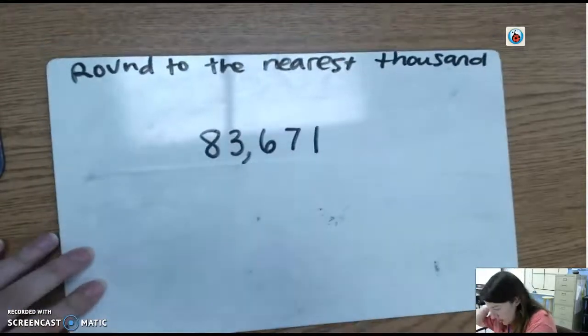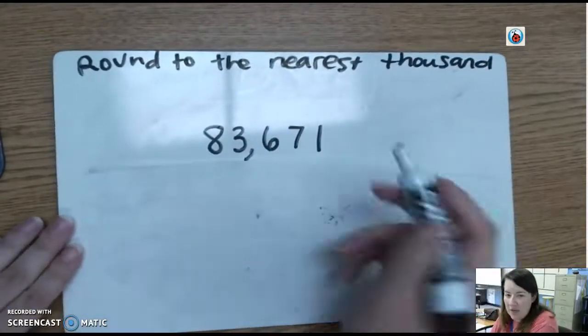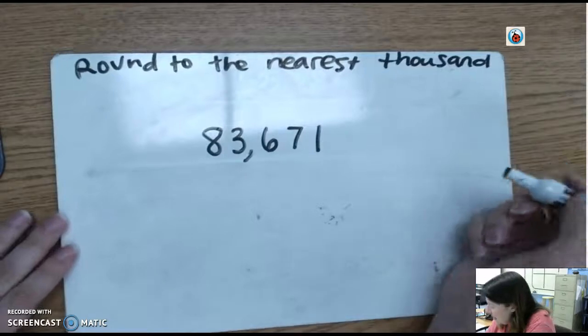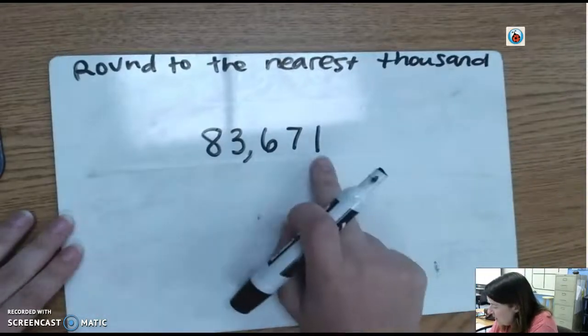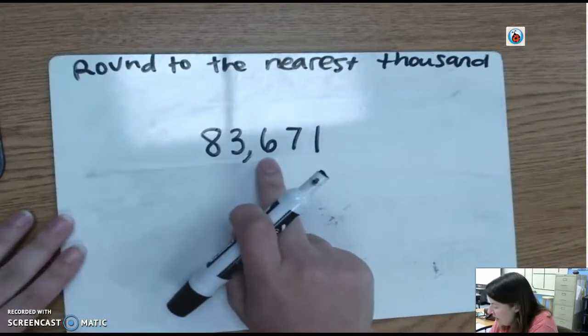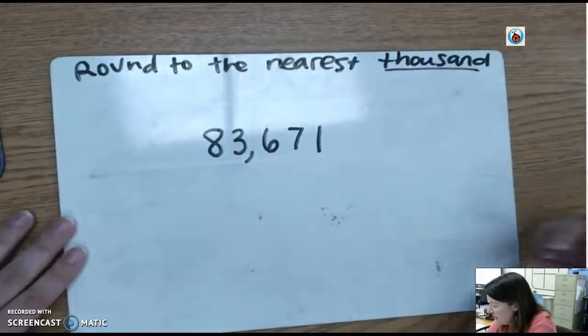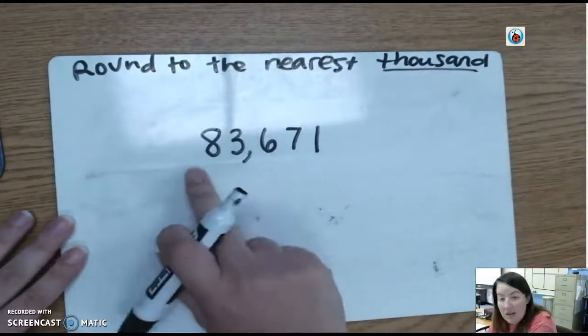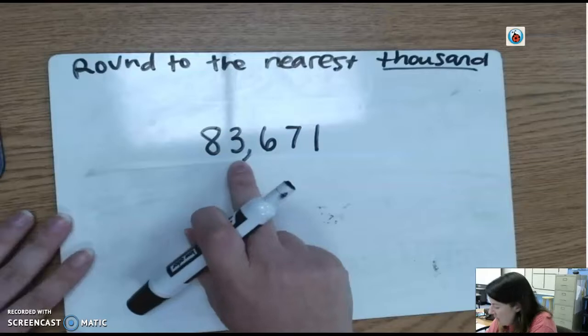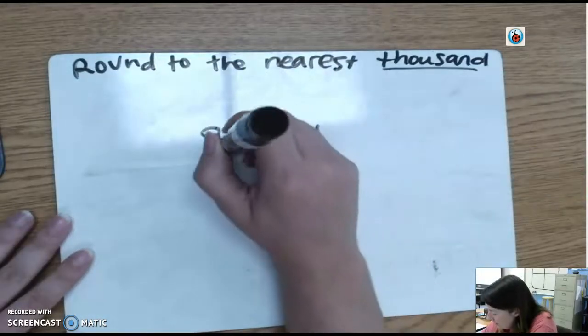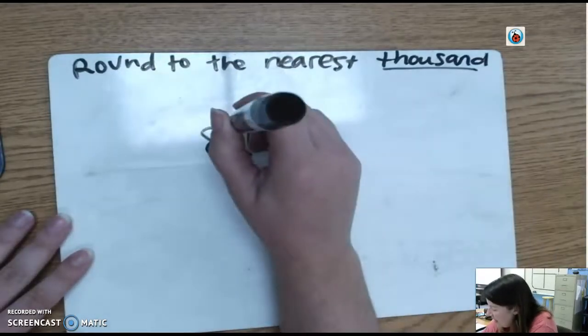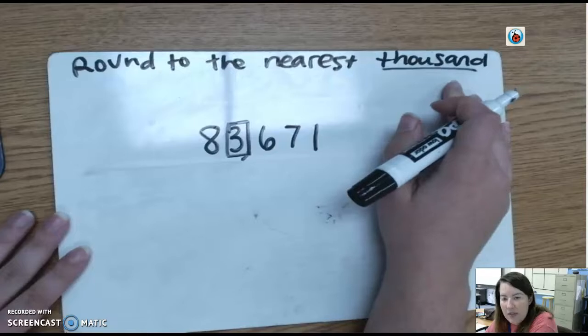So you're going to have a number and you need to know your place value here, because we need to know which one of these is the thousands. So I know this is ones, tens, hundreds, thousands, 10,000. They're asking me to round to the nearest thousand. So which one of these is in the thousands? It's this 3,000. So I want you to box in whatever place value the problem is talking to us about.